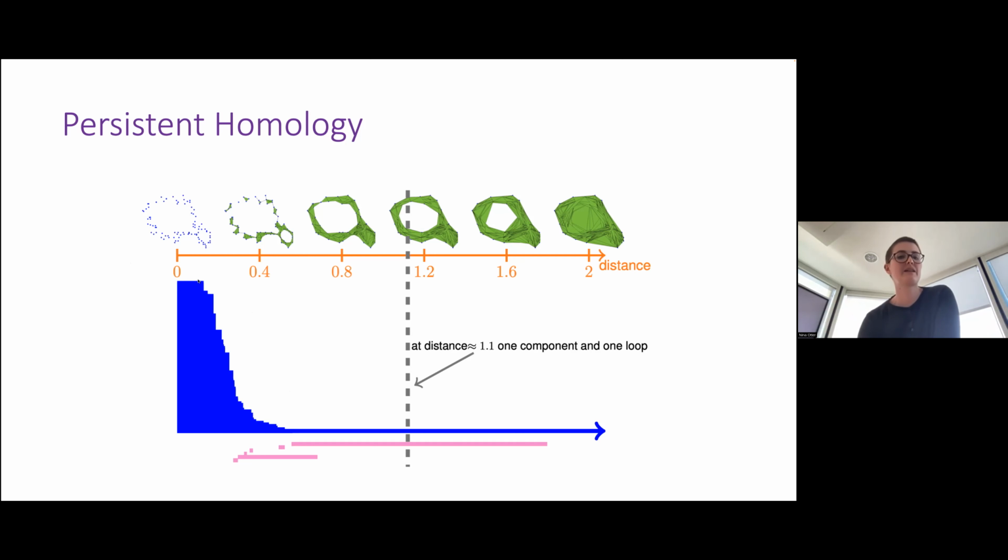At distance 0, we have as many intervals as we have points. As we increase the distance, as we thicken this point cloud more and more, some components would merge, and so we would obtain fewer and fewer intervals. At some point, we have just one component. So from here on, we have just this one component, this huge blob. Similarly, we can keep track of the lifetimes of holes. Here we have these intervals in pink, and we see that one interval is significantly longer than the other ones.